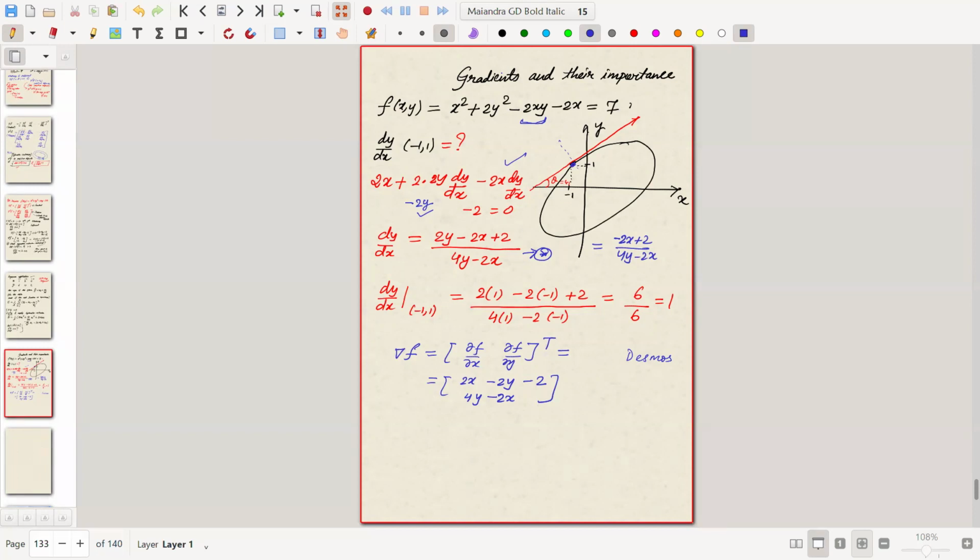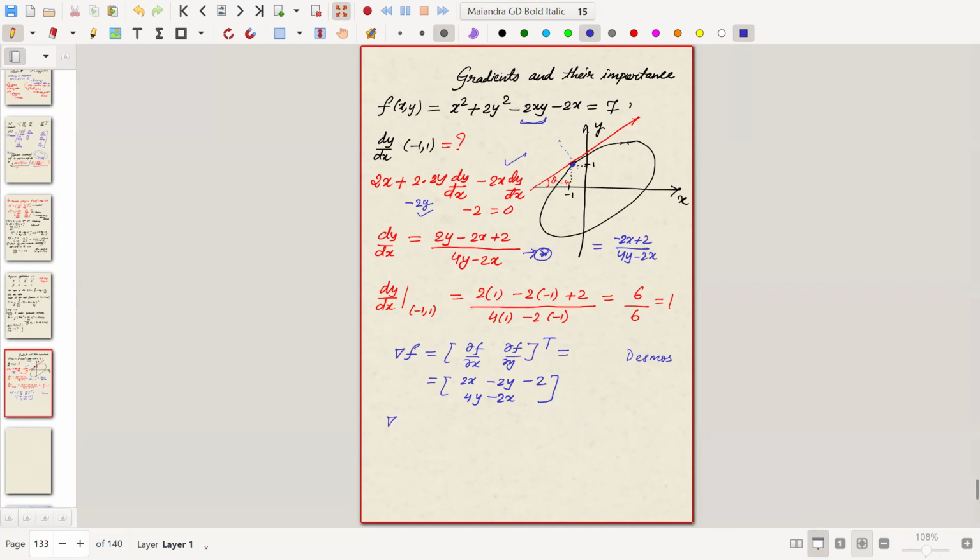Now I'm computing the gradient. Can you compute the gradient here? I have computed it here. It's dou f by dou x, dou f by dou y, transpose. So it's a column vector. For dou f by dou x, treat only x as variable, keeping y constant. For dou f by dou y, you're differentiating partially with respect to y, which means keep x constant and differentiate with respect to y. So you will get these two quantities.